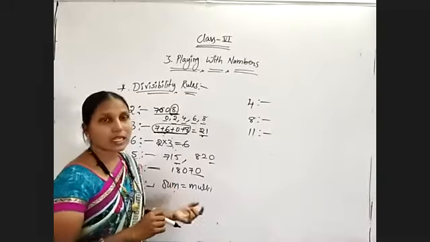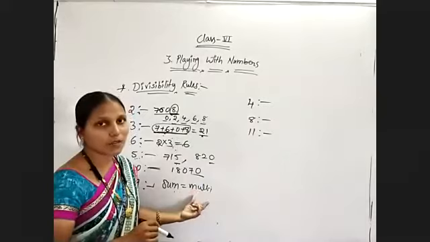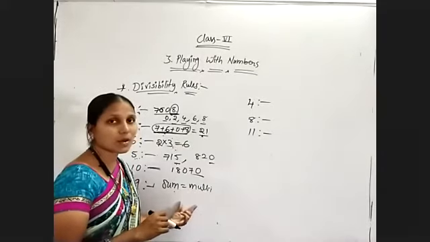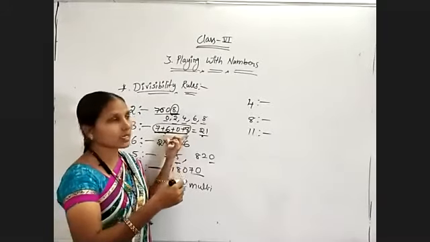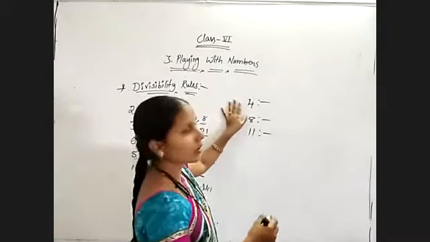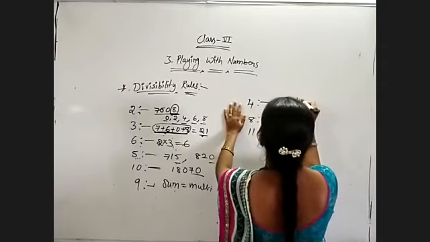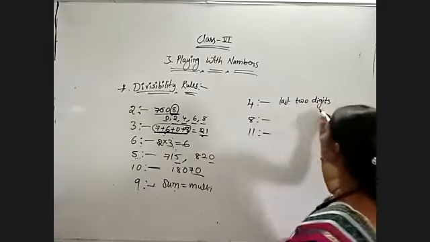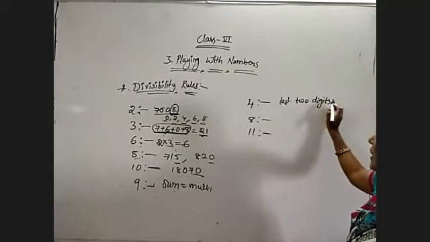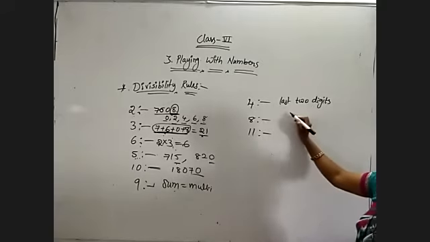And for 9, same as 3 only, but here we need to get the result as a multiple of 9. And whatever numbers are divisible by 9, all those numbers are divisible by 3 compulsorily. And for 4, if the last two digits are divisible by 4, we will check the division with the actual division only. If the number formed by the last two digits is divisible by 4, then the complete number is divisible by 4.